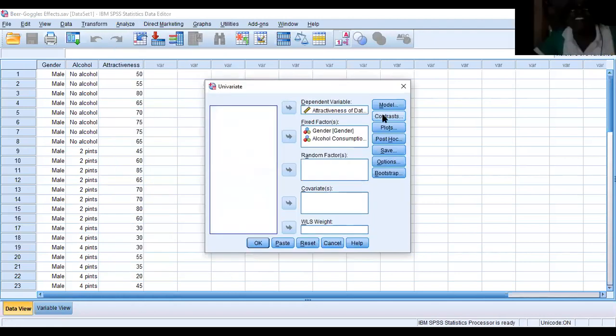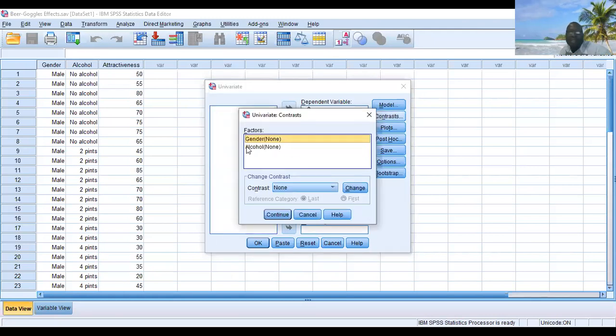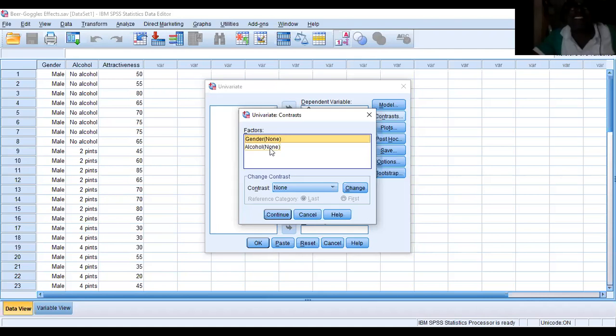Contrast. Yes, I should put the contrast. What do I do here? Yeah, it's a little bit dicey, but for gender, which one needs contrast? It's not like the other type. Which one needs contrast? It's not clear to me. So gender does not need contrast because there are two categories.